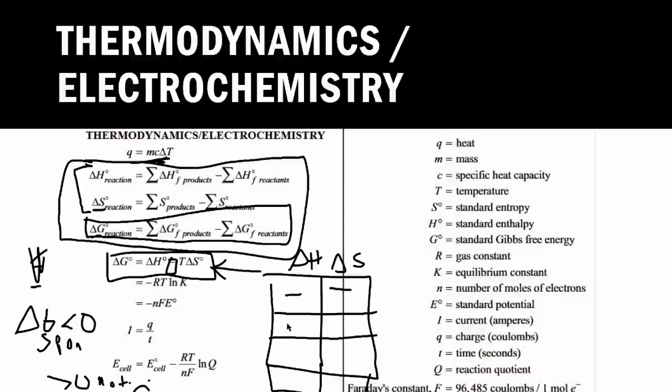Well, if standard enthalpy is negative, while standard entropy is positive, then it will always, forever, be spontaneous, because we'll never go above the negative standard enthalpy that we already have.